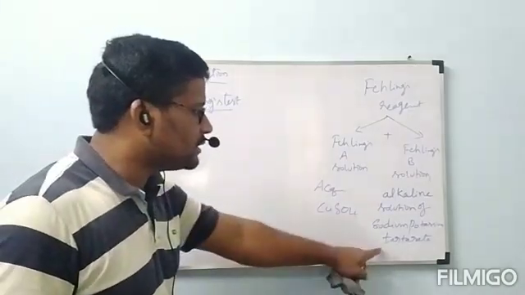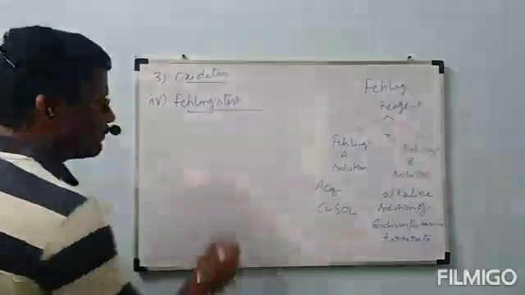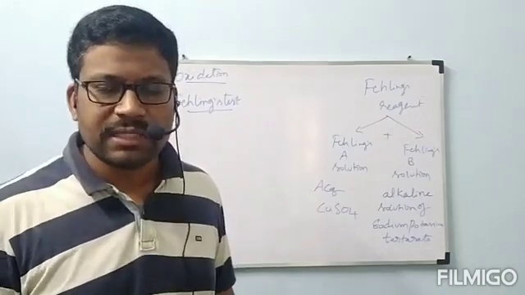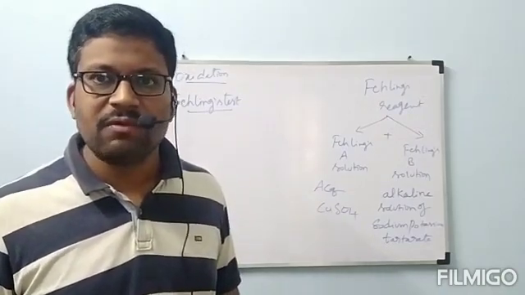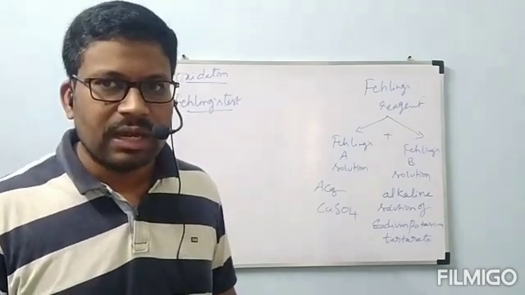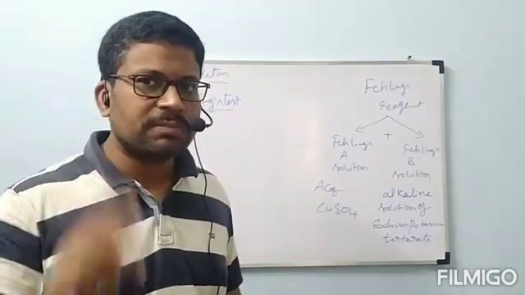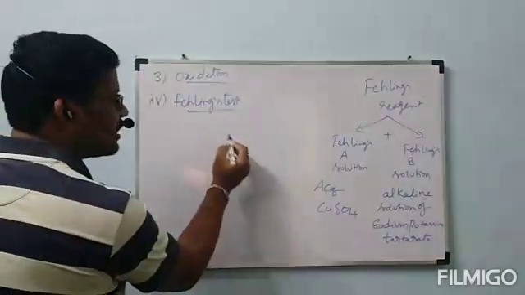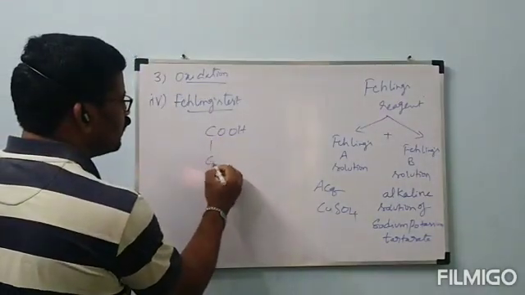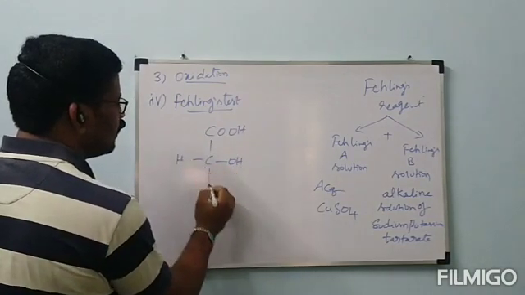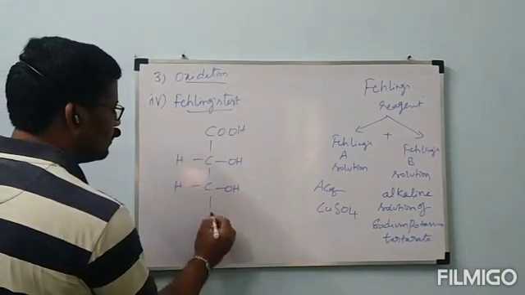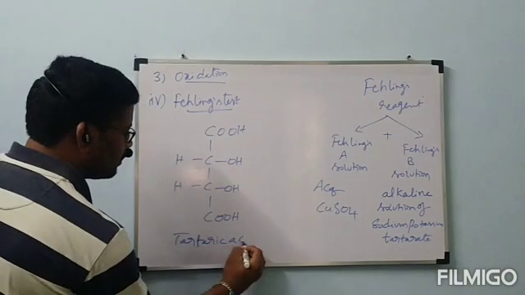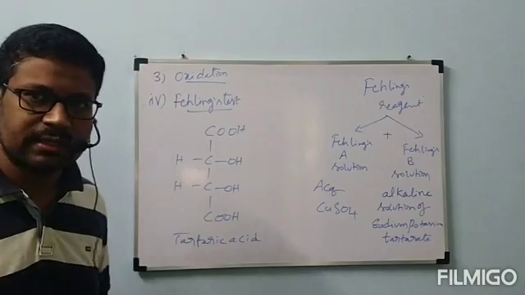Now what is meant by this sodium potassium tartrate? Acetic acid: when we remove H plus, you will get acetate. Formic acid: when we remove H plus, HCOO minus is called formate. Like that, tartaric acid has 2 H plus ions to be donated. When we remove the 2 H plus ions, that is called tartrate. Now see the formula of tartaric acid. This is tartaric acid.